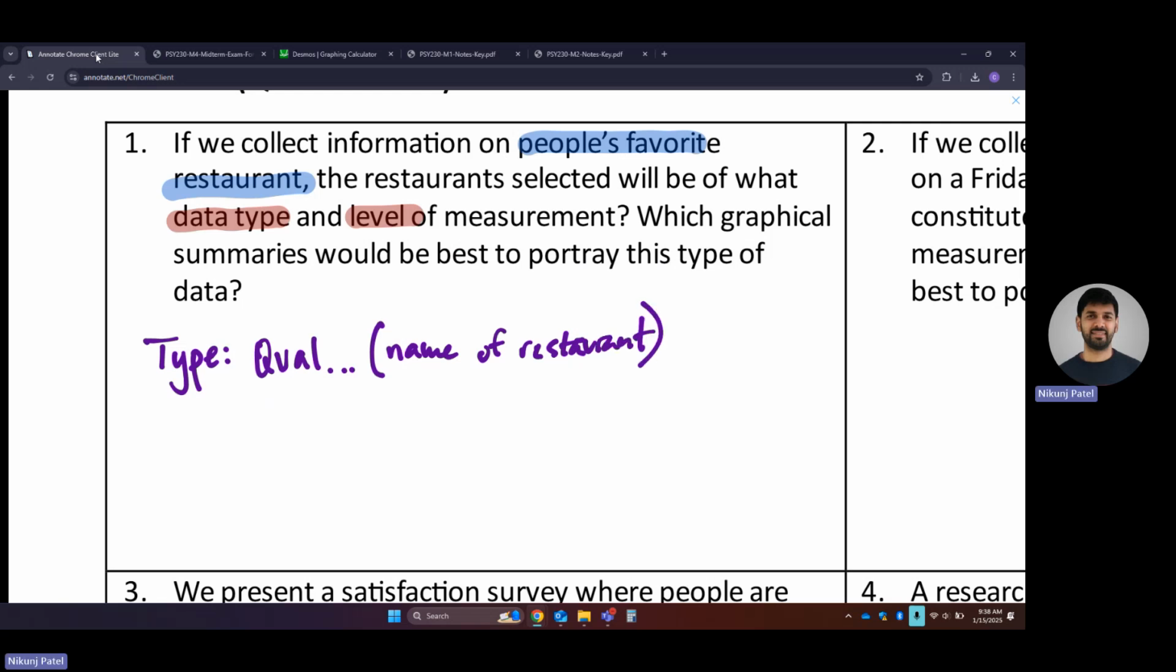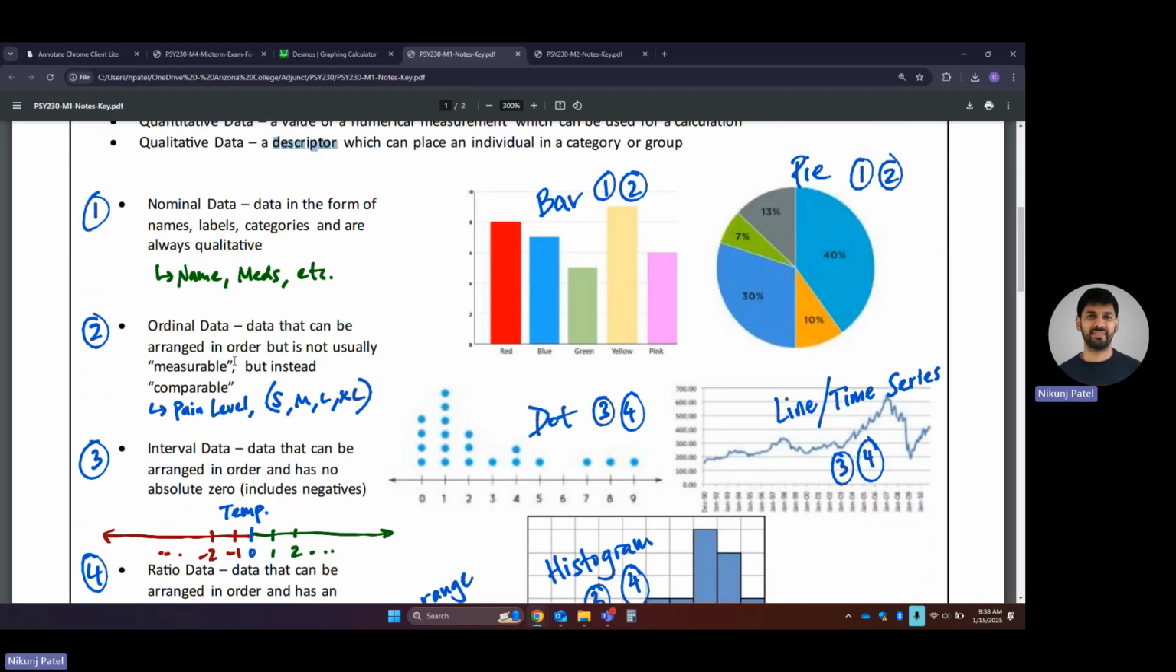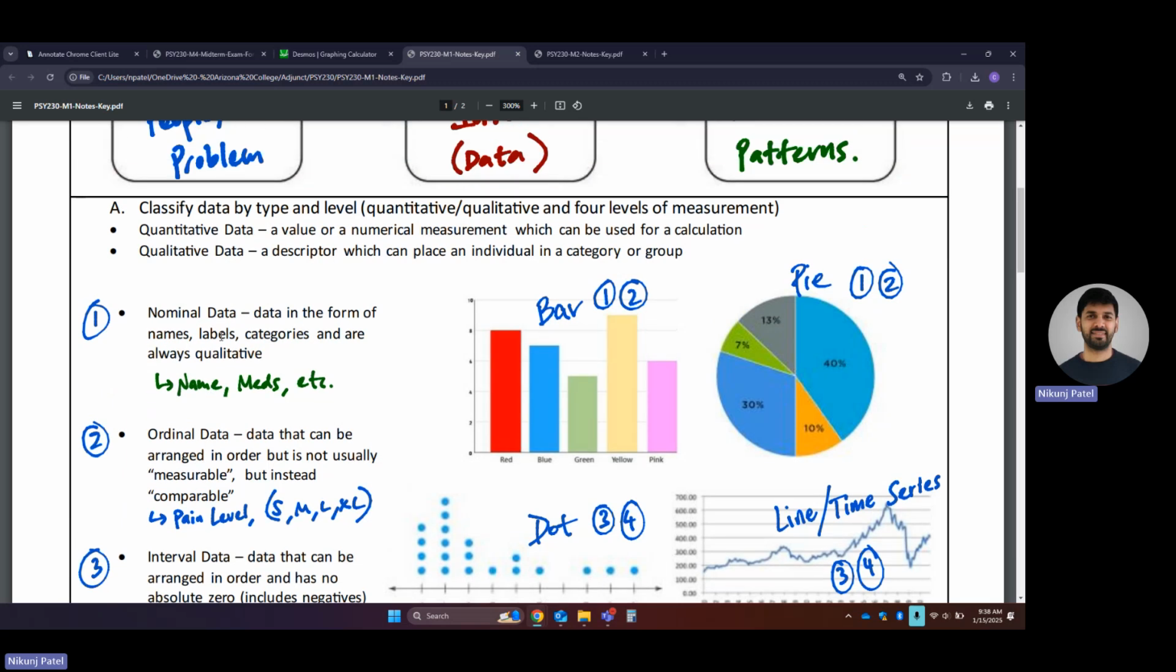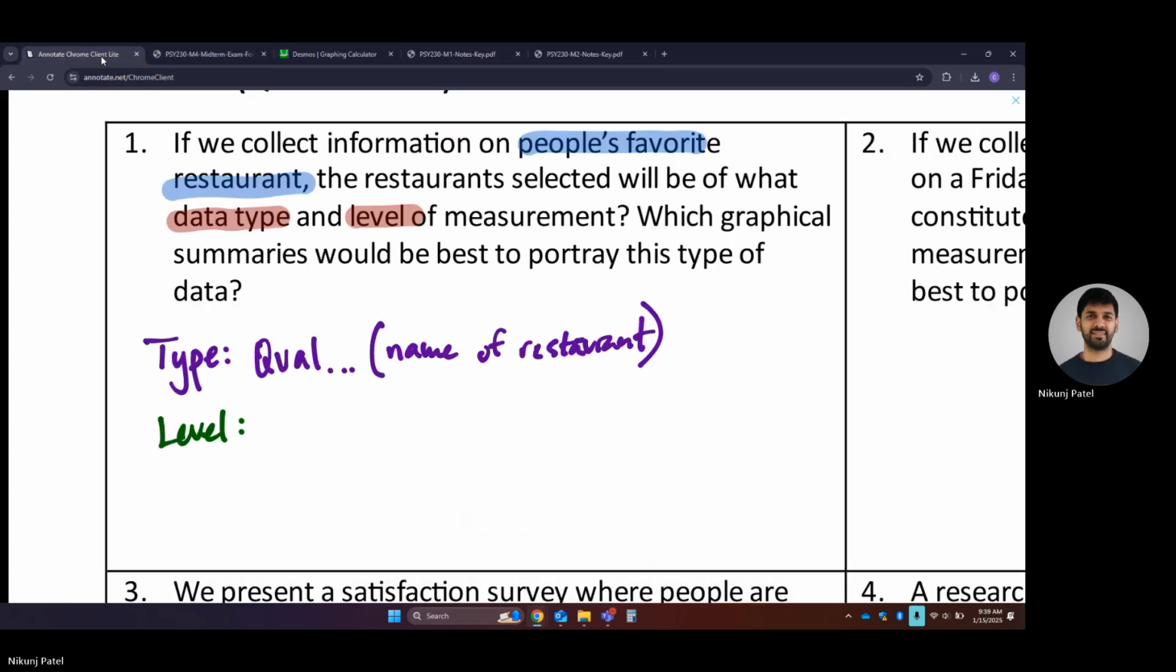Then we have what level. There's 4 levels. The 4 levels increase in complexity, starting with nominal being the most basic, going all the way down to ratio. And so a restaurant, since it's a category or a name, it's going to be nominal data in the form of names, labels, categories. So pretty straightforward there. It is nominal for similar reasons as the type as well.